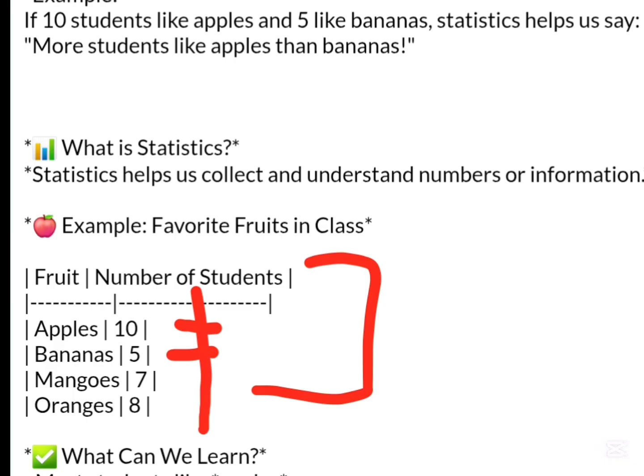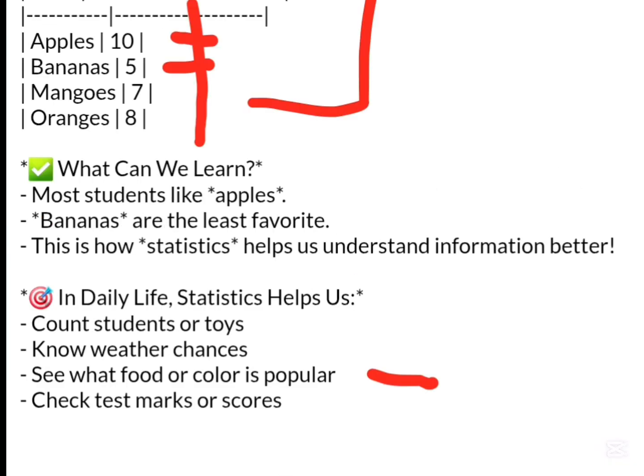Count students or twice. Know the weather chances and see what food color is popular. From the survey report we can come to know how many people like this type of food and this color. So which color and which food is liked by most of the people, this is the most popular food. We can come to know, check the test marks or scores.